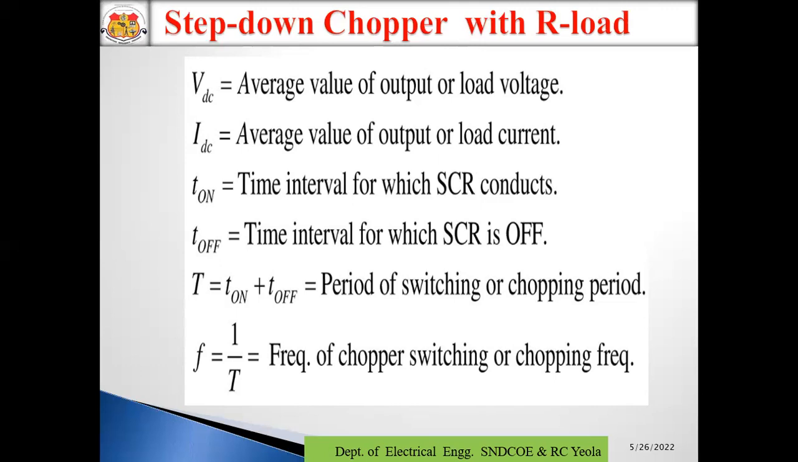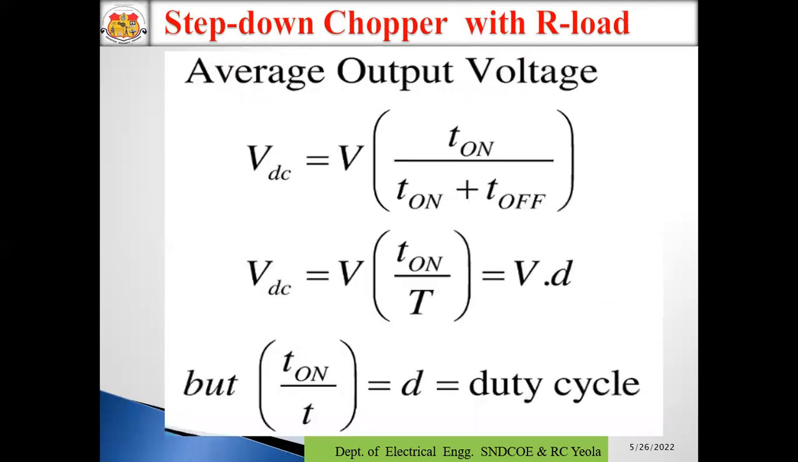It is the frequency of chopper switching, or chopping frequency. We can say that it is also chopping frequency. Now you can see here the formula for the average output voltage of the step down chopper with R load. V of DC is equal to V into the bracket of T on upon T on plus T off. The term in the bracket, T on upon T on plus T off, is also called the duty cycle or duty ratio.